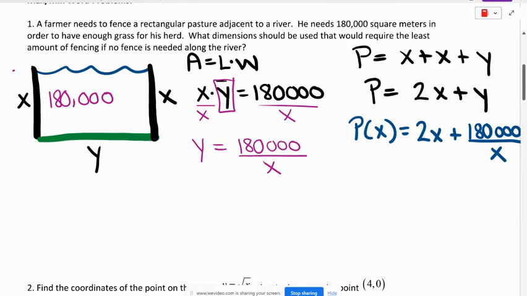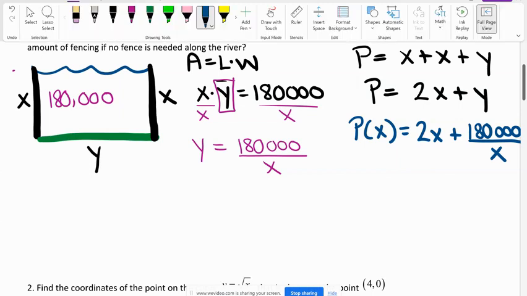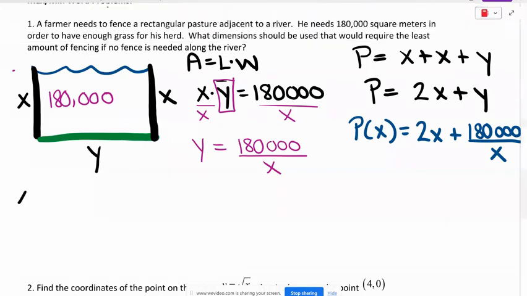Which equation do I put into my calculator? Sure. P of x goes into my calculators. I guess you guys need windows, don't you? Okay, so let's do our window. Let's do our X window, just do 0 to 500. And our Y window, we will do 0 to 1,000.